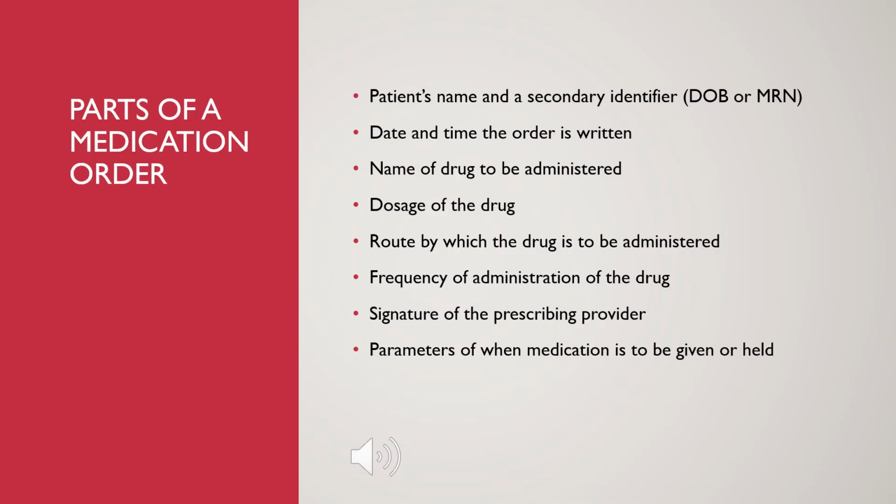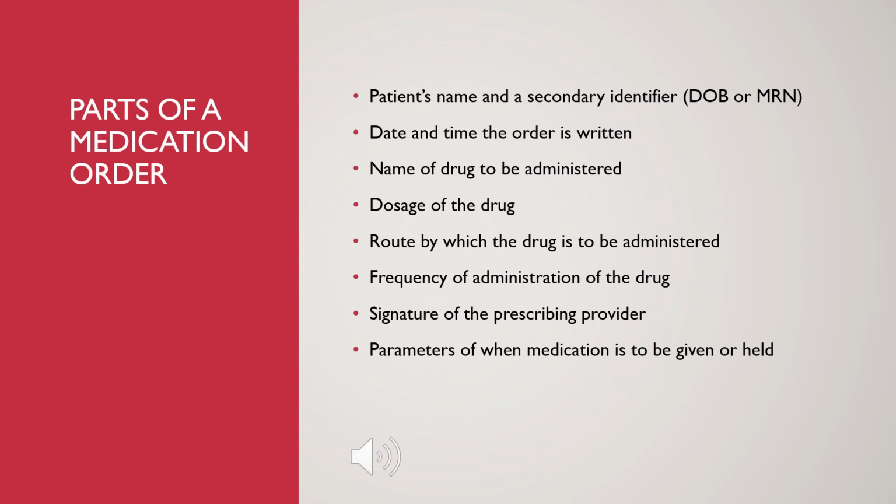These are the components of a medication order. In order to have a complete medication order, you need these elements. So the order needs to have the patient's name and a secondary identifier, whether that's the date of birth or a medical record number. The order needs to have a date and a time in which it is written, the name of the drug to be administered, the dosage of the drug, the route by which the drug is to be administered, and then the frequency of the administration of the drug, and then the signature of the prescribing provider.